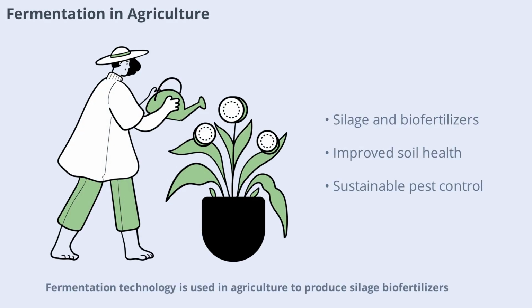Fermentation technology is used in agriculture to produce silage, biofertilizers, and biopesticides. These products help improve soil health, crop yields, and pest control. Fermentation-based solutions are gaining popularity as sustainable alternatives to chemical fertilizers and pesticides.